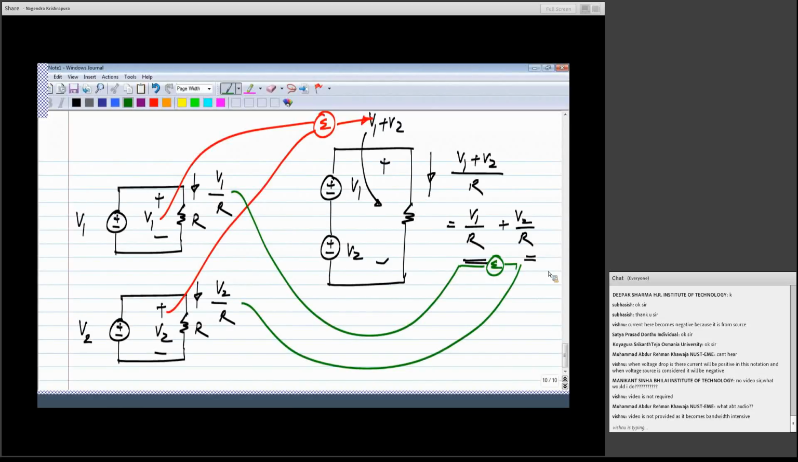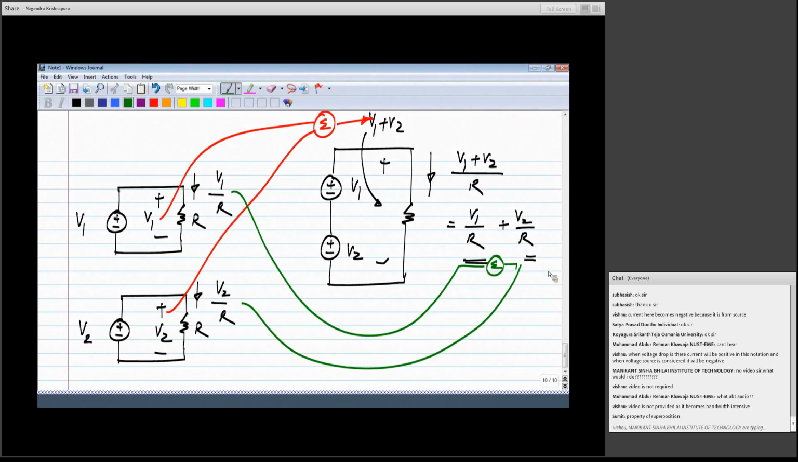That is, if I apply voltages V1 and V2 separately to a resistor, I get currents of V1 by R and V2 by R respectively. If I apply a voltage V1 plus V2, I will get the sum of individual currents. Okay. Now this property is known as linearity. In general, if you have any system which has a certain cause and a certain effect, I can apply different values of cause individually and I can measure the different effects. If I apply all the causes together, all the effects will be summed together. Okay, so that's the meaning of linearity.